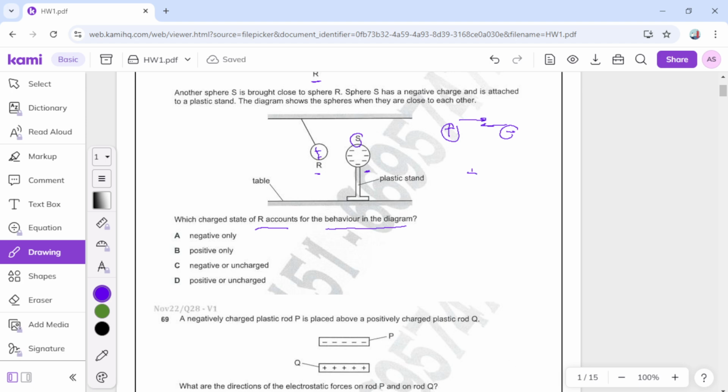Also we said positive with nothing, no charge, attract. Negative with no charge, attract. So maybe R doesn't have any charge. So the answer is positive or uncharged.